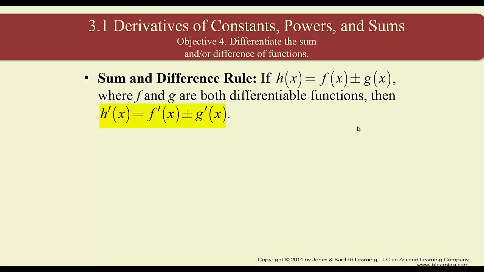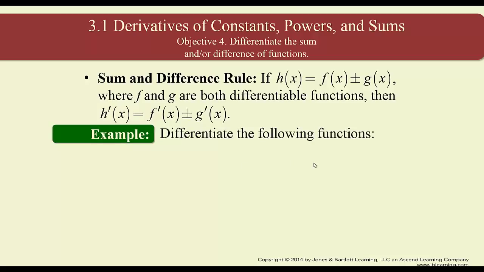Let's look at this more in an English way. If you have a function h of x that's equal to the sum or difference of 2 or more functions, to get the derivative, you just do term by term differentiation. That's why it says f prime of x plus or minus g prime of x. And let's practice this now in this example.